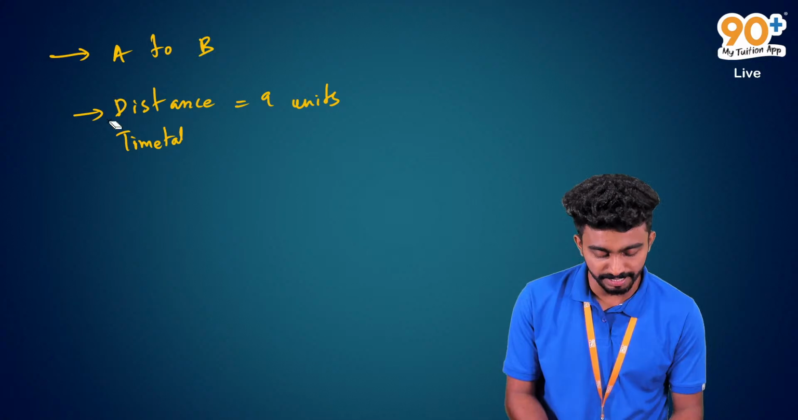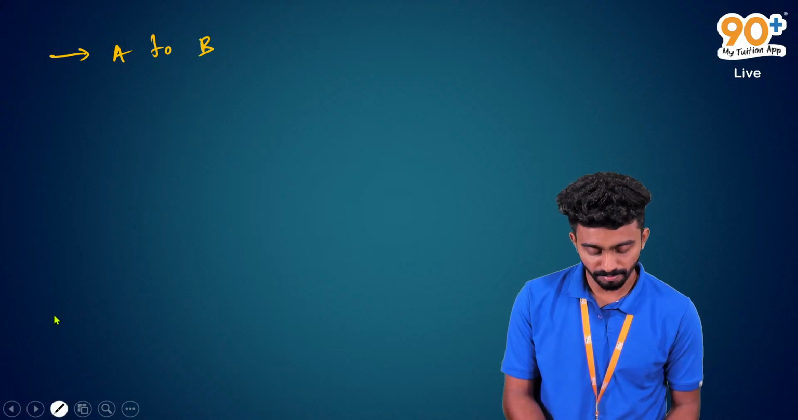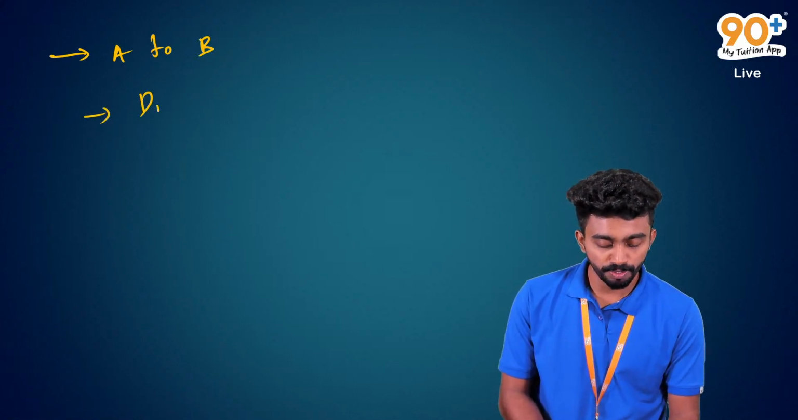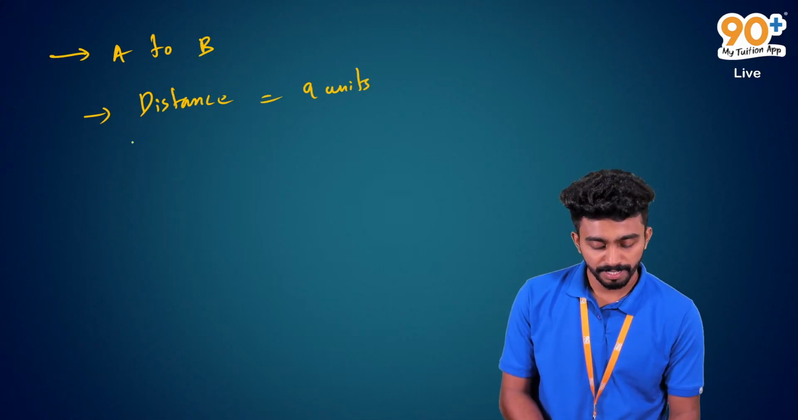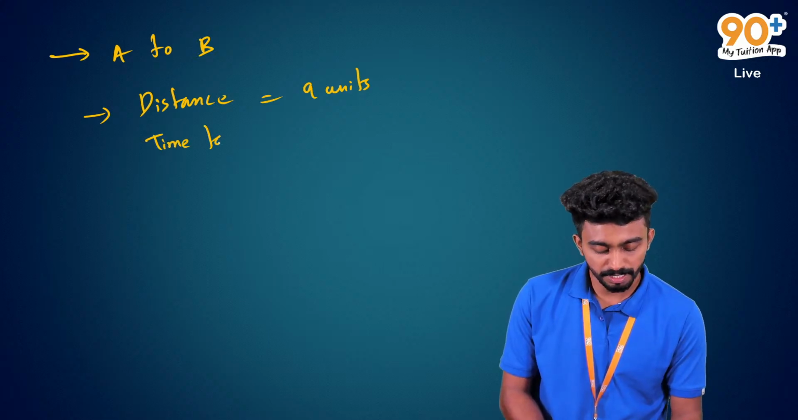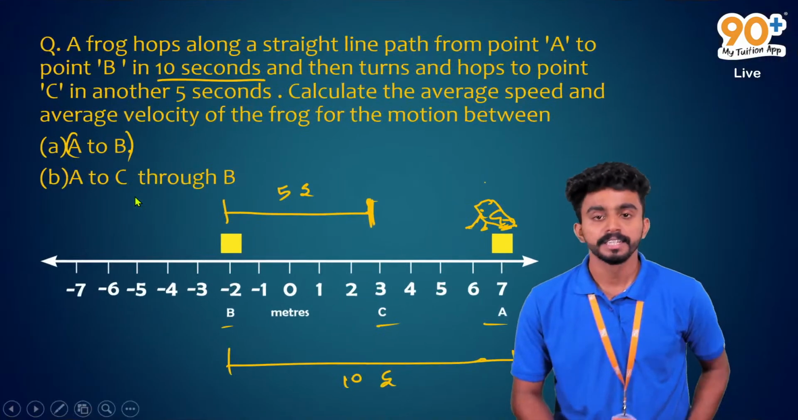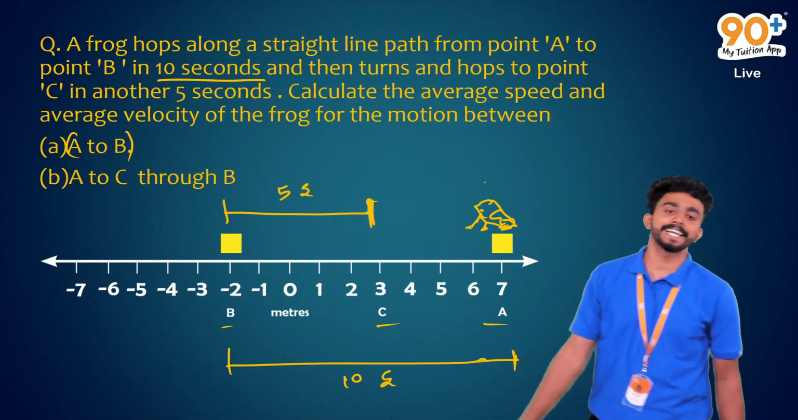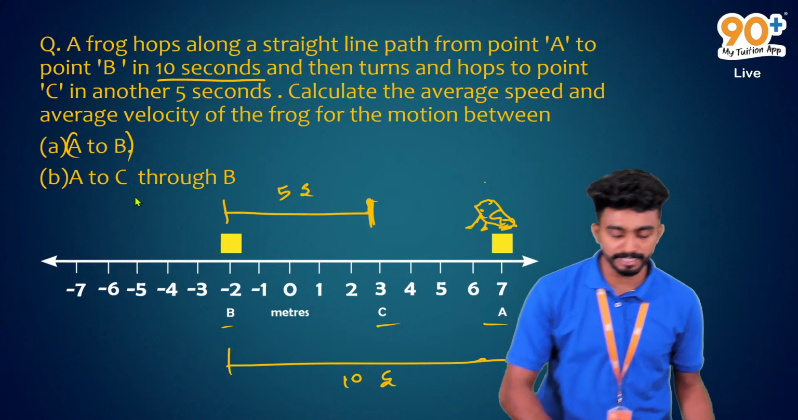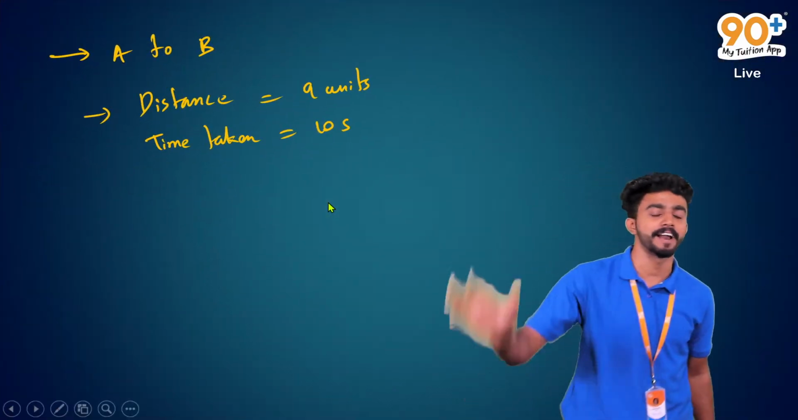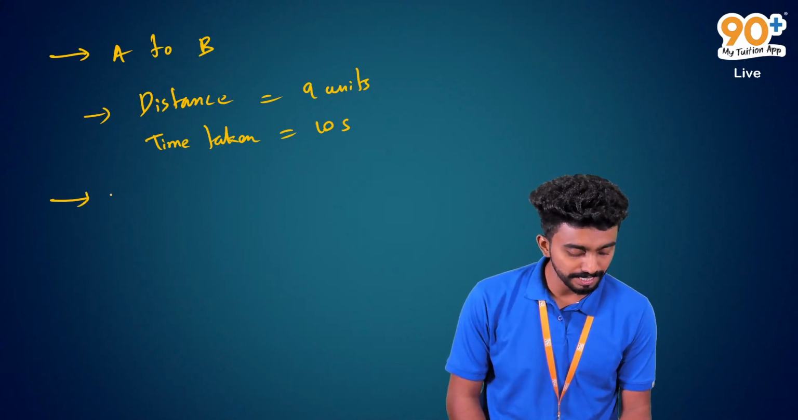Okay, wait a second. It is supposed to be total distance, right? So the distance is equal to 9 units and the time taken is equal to 10 seconds. So in the first case, we have considered the time taken as 10 seconds and the distance traveled as 9 units. Okay? Now, let's consider the next case. Then after that, we'll find the average speed and average velocity.